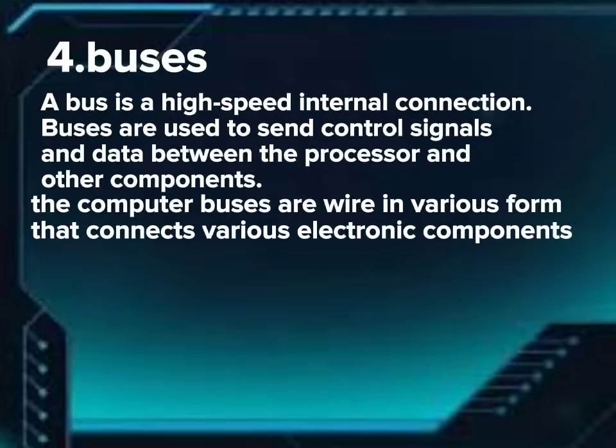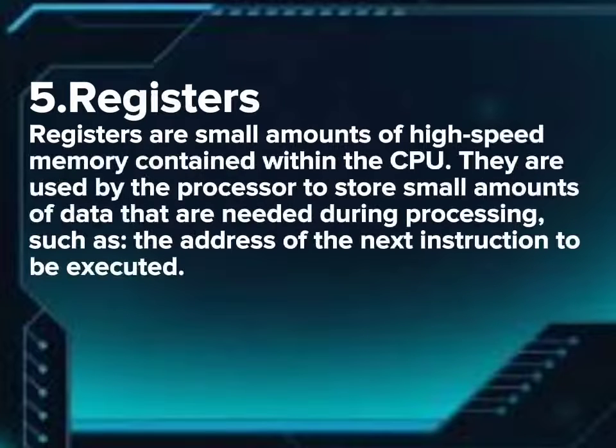Number 4 is bus. A bus is a high-speed internal connection. A bus is used to send control signals and data between the processor and other components. The computer buses are wires in various forms that connect various electronic components. Number 5 is register. A small amount of high-speed memory contained within the CPU. They are used by the processor to store small amounts of data that are needed during processing.